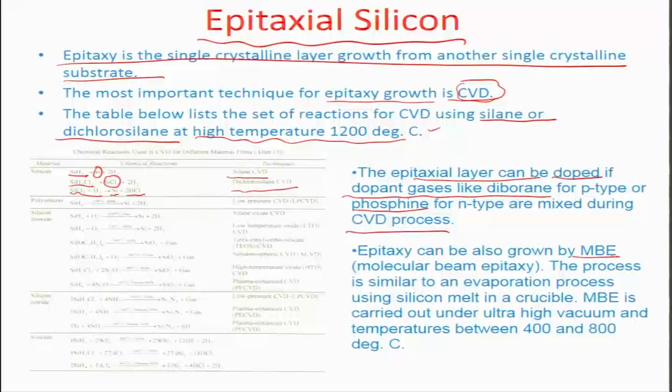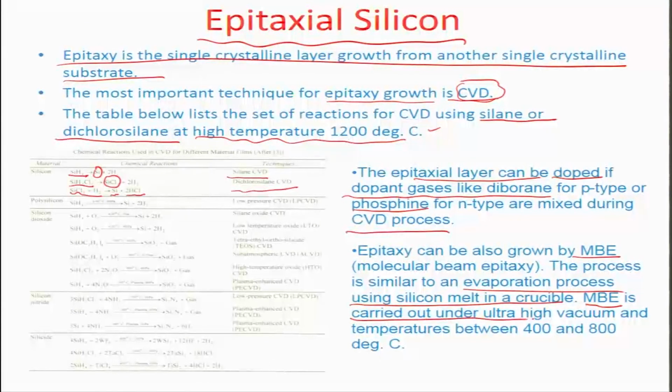I already mentioned the molecular beam epitaxy. The process is similar to an evaporation process using a silicon melt in a crucible, where the entire beam which comes out is made of these silicon moieties. Typically the MBE is a limited process because of the fact that a high vacuum column would be needed to guide the beam which is being formulated, and that severely limits the substrate sizes etc.